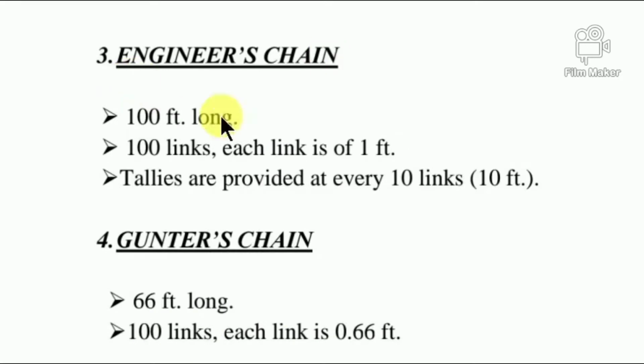This chain is 100 feet long. It has 100 links. Each link is of 1 foot. Tallies are provided at every 10 links. That means if one link is of 1 foot, then 10 links will be 10 into 1, that is 10 feet. Then number 4 we have Gunter's chain. In Gunter's chain, the length is 66 feet and we have 100 links. Each link is of 0.66 feet.